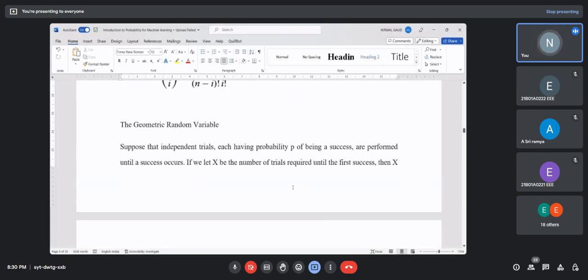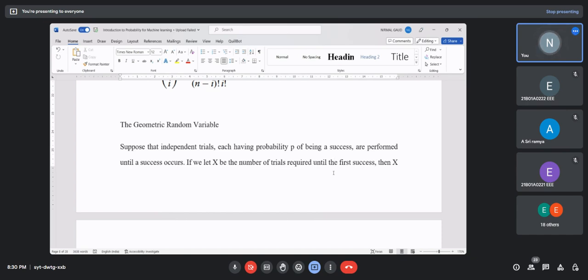All right. Geometric random variable. What is this geometric random variable? Suppose I have independent trials and probability p is for success, and trials are performed until a success occurs. I am continuously trying unless and until I succeed. That is a geometric random variable. For example, x is the number of trials you did to achieve the first success. So if you got success, happy. In the first attempt, sir, I passed the exam, sir. In the first attempt only, I passed.